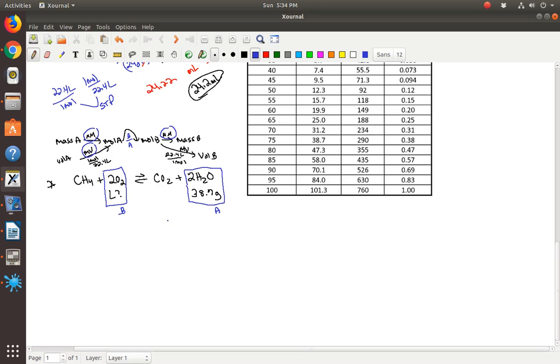So remember, with stoichiometry, you start with what you know. We have 38.7 grams of water. All right, so what we're doing is we're starting where we know we are. We have this, our A. And we have to get to moles of A using the molar mass. So I need the molar mass of water.